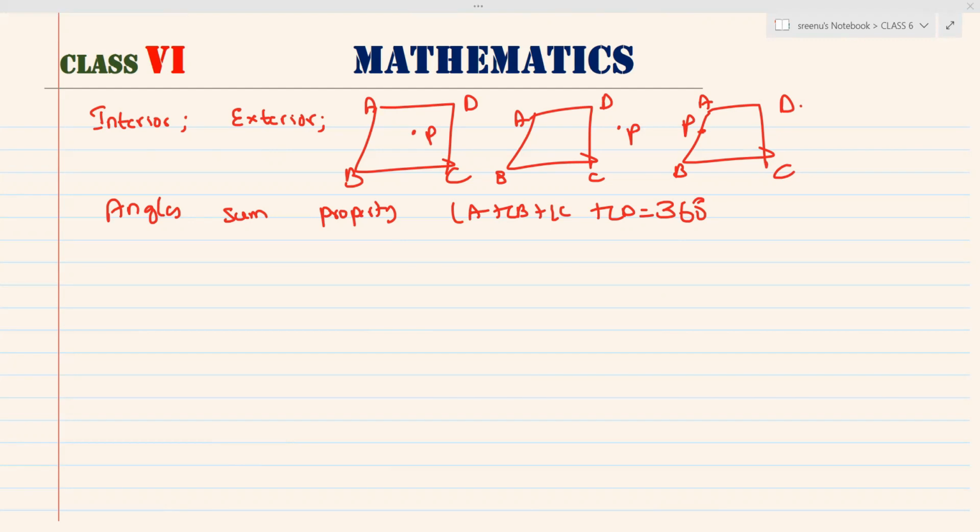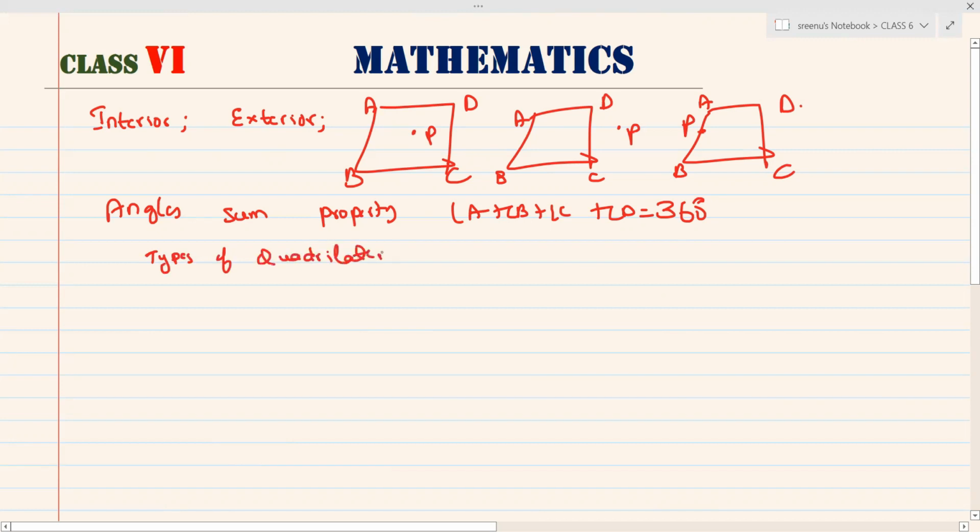Next, types of quadrilaterals. What are these types of quadrilaterals? Basically, we have convex and concave. So first we have convex. What is meant by convex?